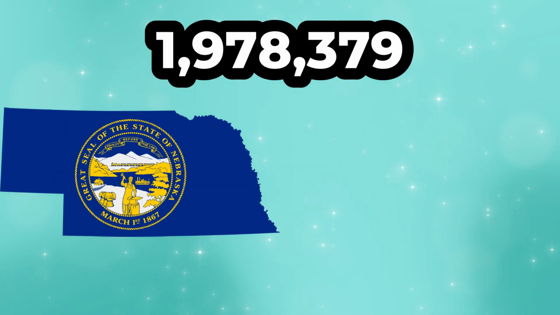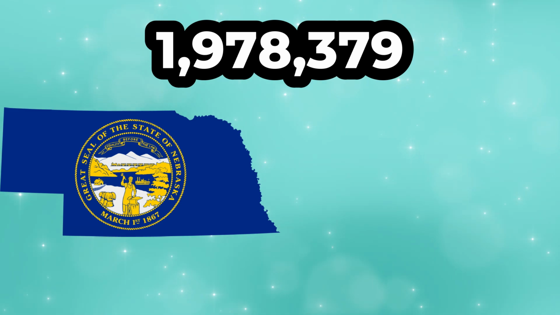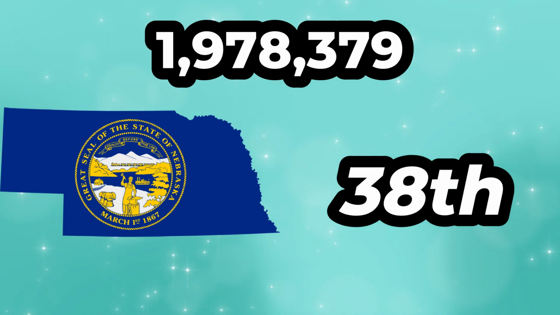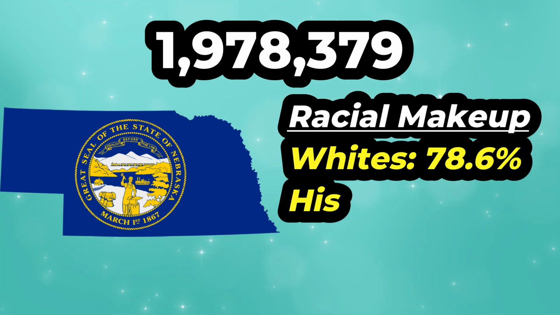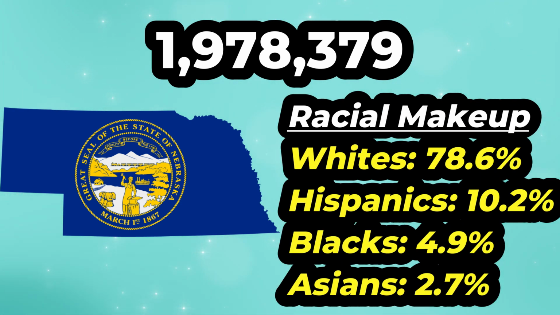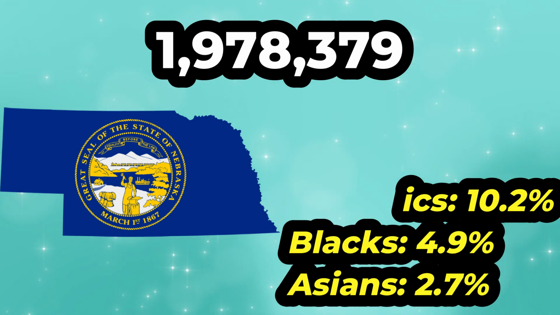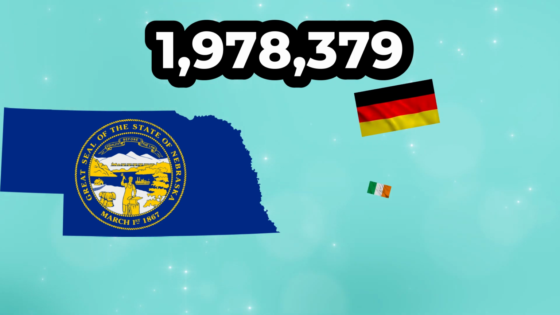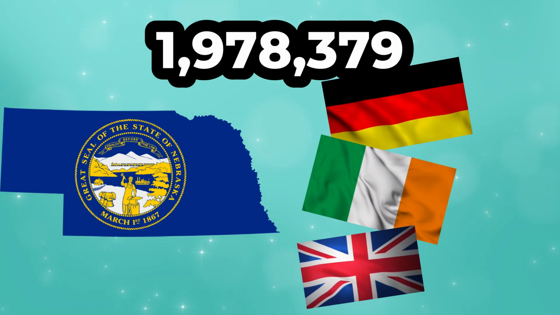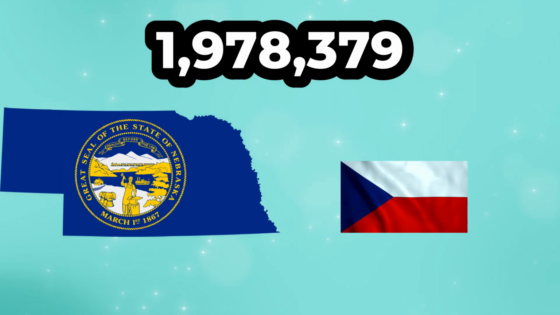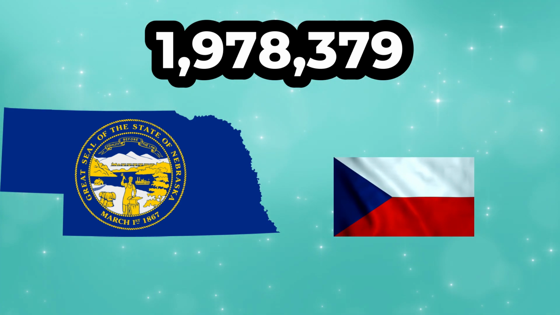Nebraska is smaller than Kansas, with a total population of 1,978,379, ranked 38th nationwide. Overall, the state has seen similar growth patterns to Kansas. Racially, Nebraska is also a majority white state with 78.6%, and Hispanics make up the largest minority group at 10.2%, followed by blacks at 4.9% and Asians at 2.7%. Notable ethnic groups within the state are Germans, Irish, and English. Also, Czechs make up 4.7% of the population, the largest of any U.S. state.